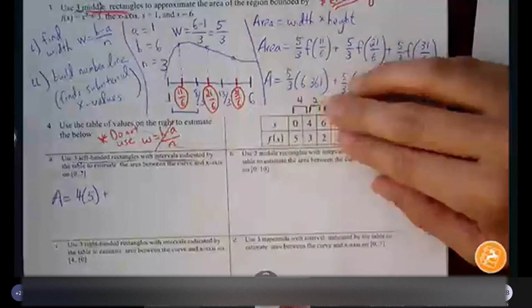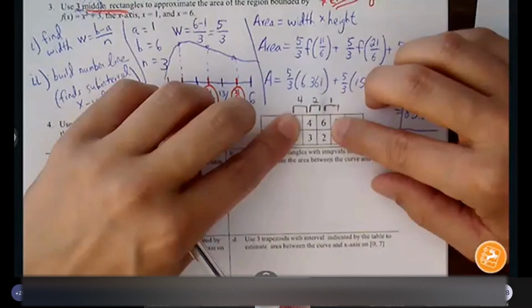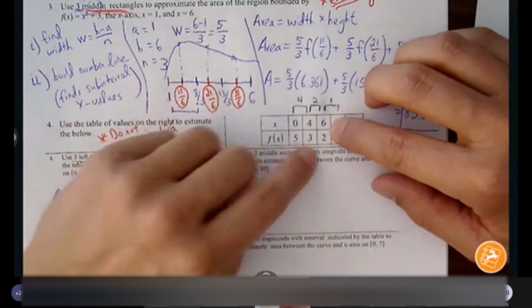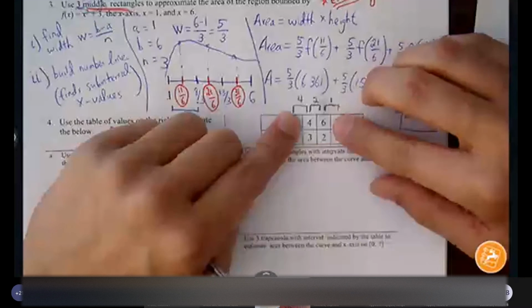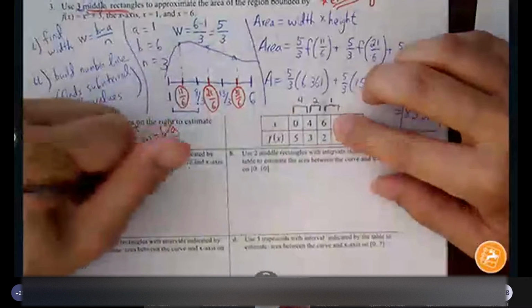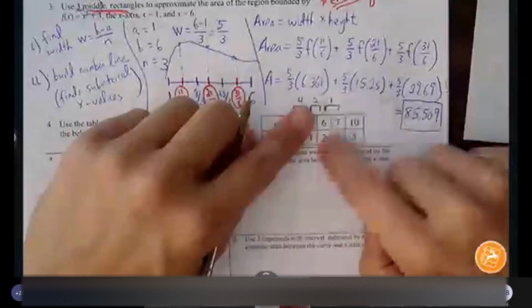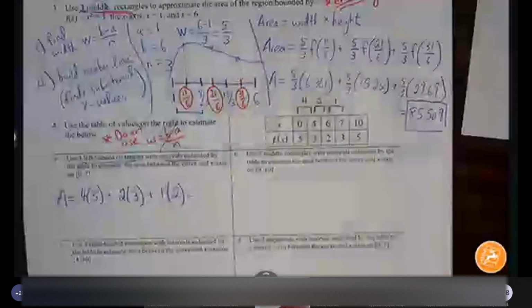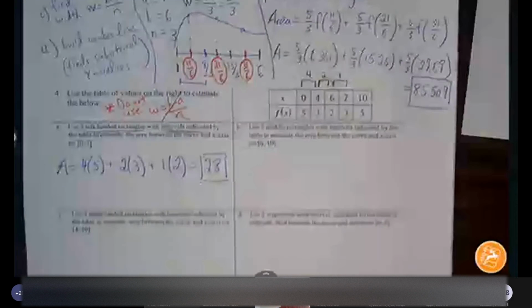Okay. Second subinterval, I'm looking at these two order pairs, sorry, 4, 3, and 6, 2. My width is 2, but I want to choose 3 as the height because I want to choose the left y value in each subinterval. And the third subinterval, the y value on the left is 2. 1 times 2, width times height. Okay, any questions with A?